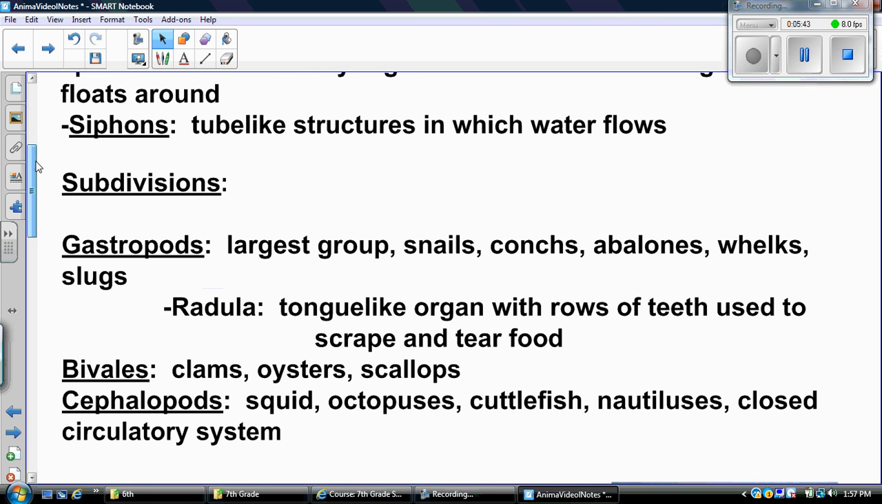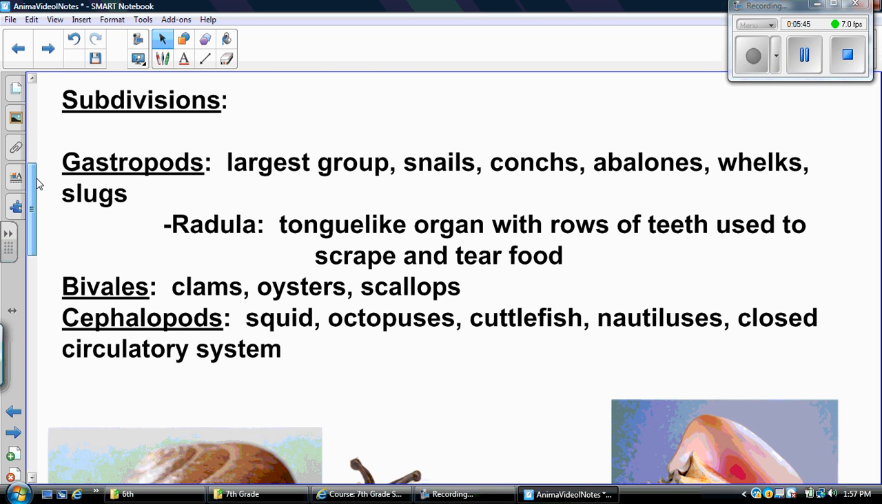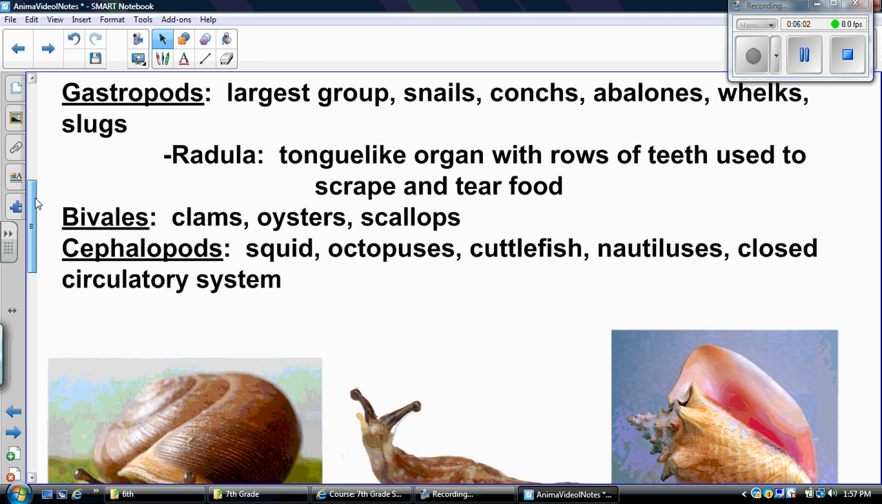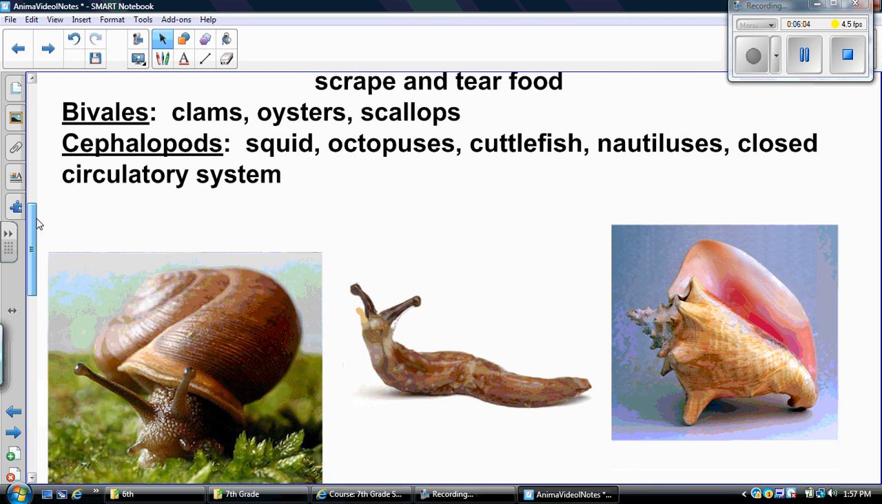There are subdivisions to this phylum. You have gastropods, bivalves, and cephalopods. Gastropods are the largest group of mollusks. They include the snails, conchs, abalones, whelks, and slugs. They have a radula, which is a tongue-like organ with rows of teeth that's used to scrape and tear food. So there's your gastropods.